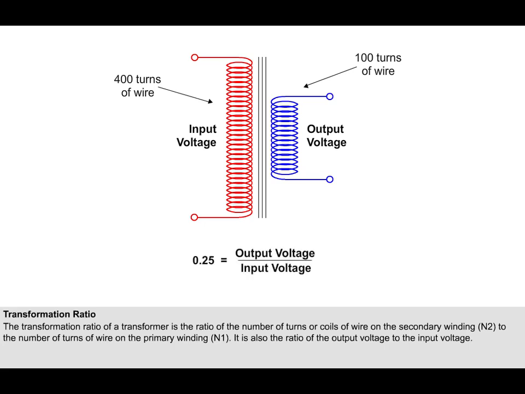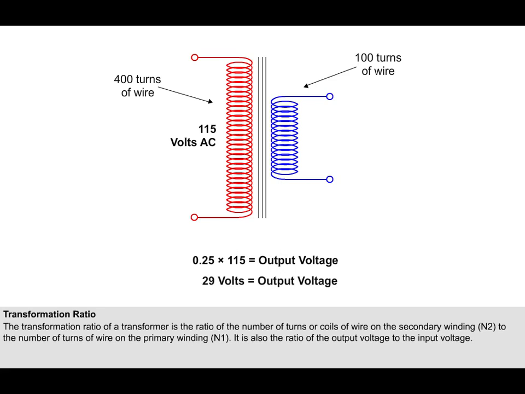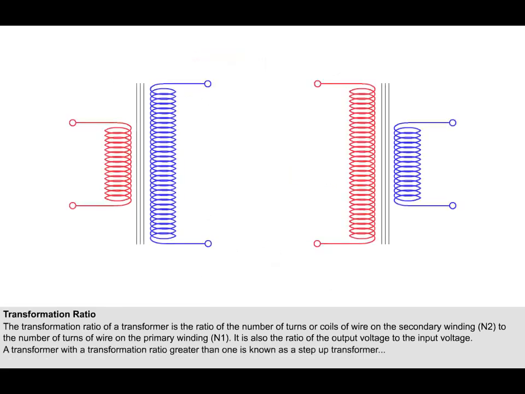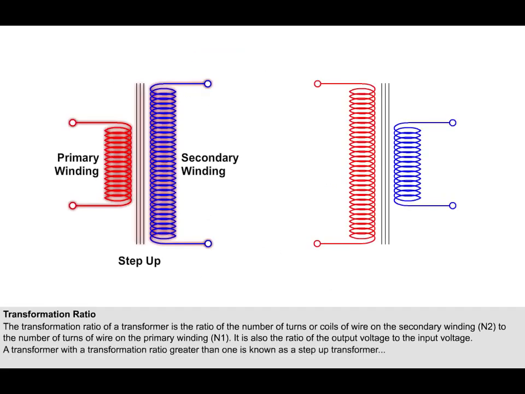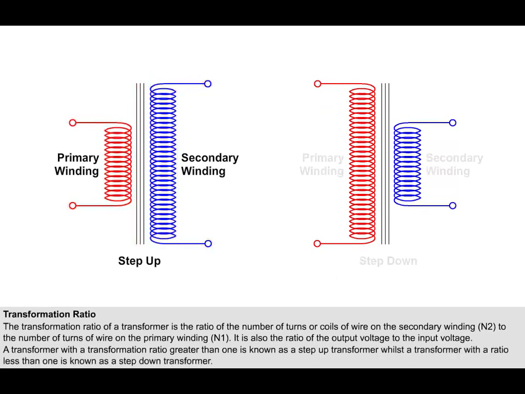We can now use this ratio to calculate the output voltage of the transformer. If, in this example, the input AC voltage was 115 volts, the output voltage would be 115 multiplied by 0.25, or approximately 29 volts AC. A transformer with a transformation ratio greater than 1 is known as a step-up transformer, whilst a transformer with a ratio less than 1 is known as a step-down transformer.